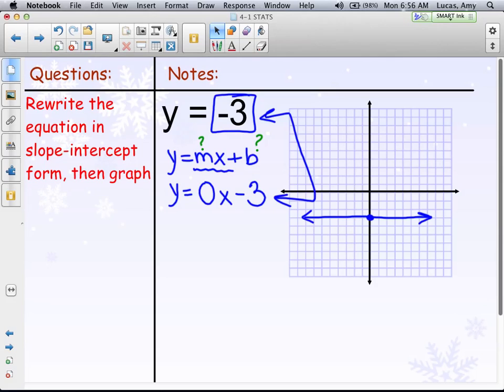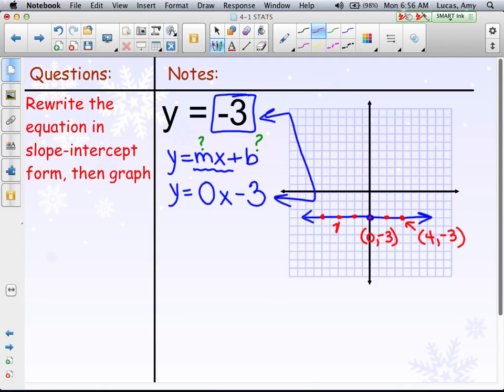Every single point on this line has a y-coordinate of negative 3. So we've got the intercept, which is 0, negative 3. We've got a point over here, like this point, for example, is 4, negative 3. This point over here is negative 4, negative 3. Every point on that line, y equals negative 3. So that equation, y equals negative 3, is the horizontal line, including all of those points.